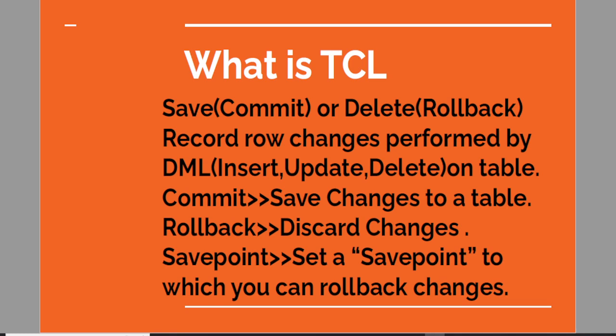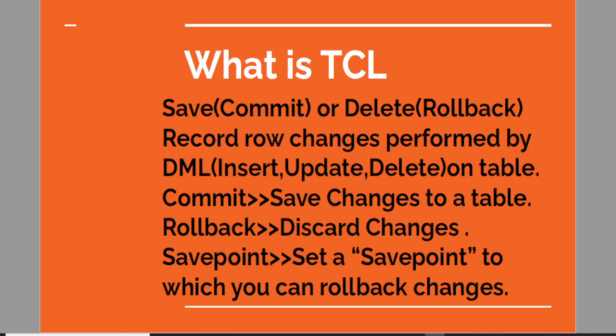TCL, transaction control language. Transactions are what we handle in OLTP, online transaction processing. To save a record we use commit, and to undo a record we use rollback. It means we don't want to save that record, so we just roll it back. Record row changes are performed by DML. Once again, record row changes are performed by DML on a table.